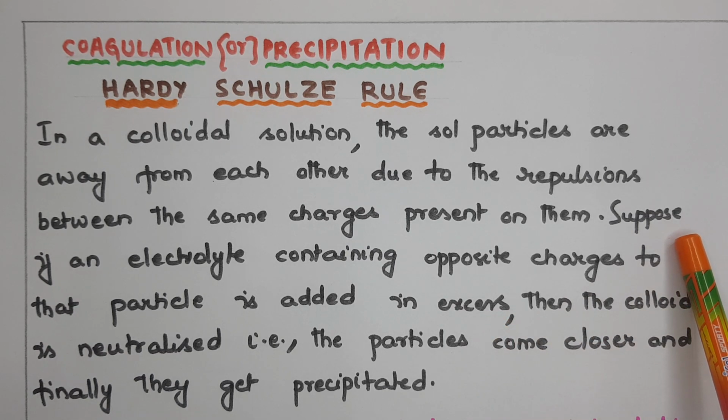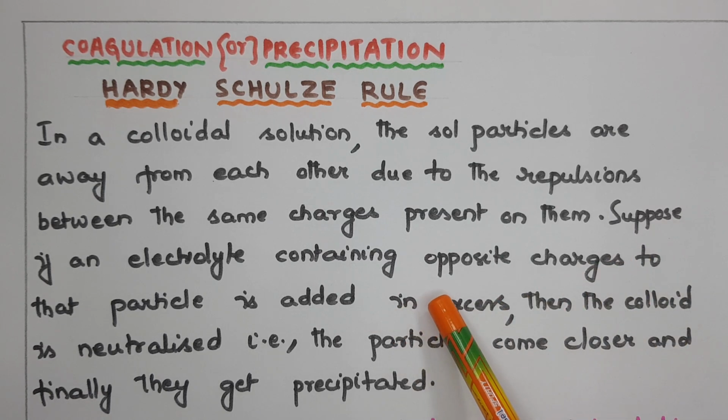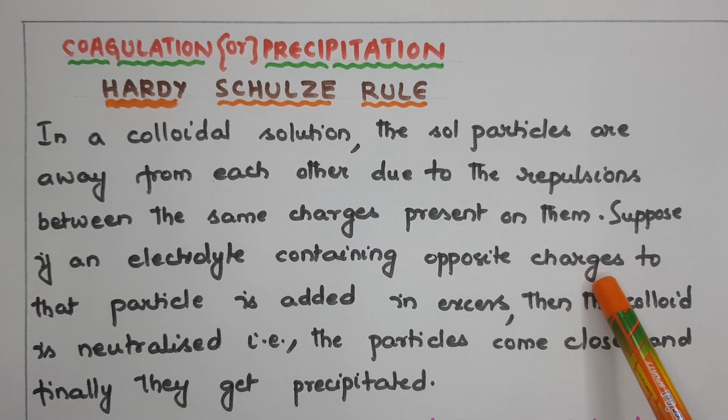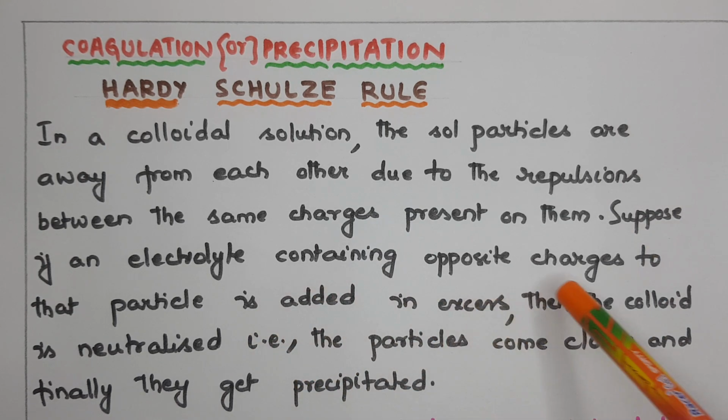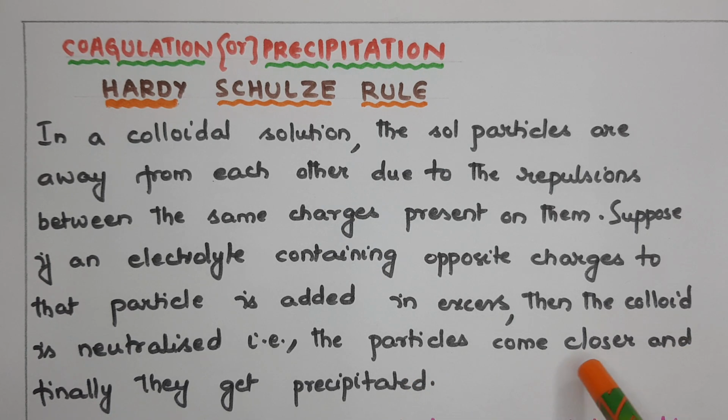Okay, what are we doing, students? Suppose we add an electrolyte containing opposite charges to that particle in excess, then what happens? The colloidal solution will be neutralized. That means, here we have seen they are far away from one another. When you are adding an electrolyte containing opposite charges, the particles come closer, and because they come close, finally they get precipitated.